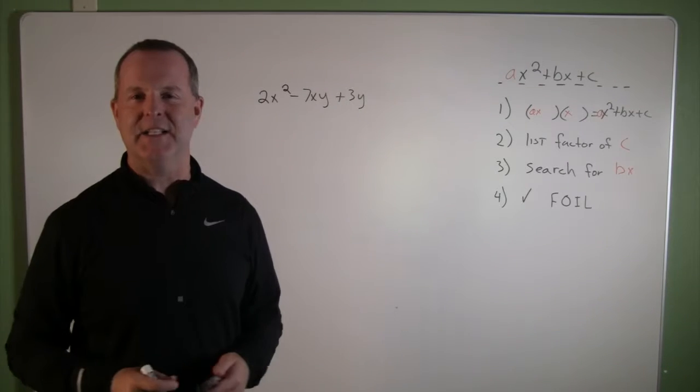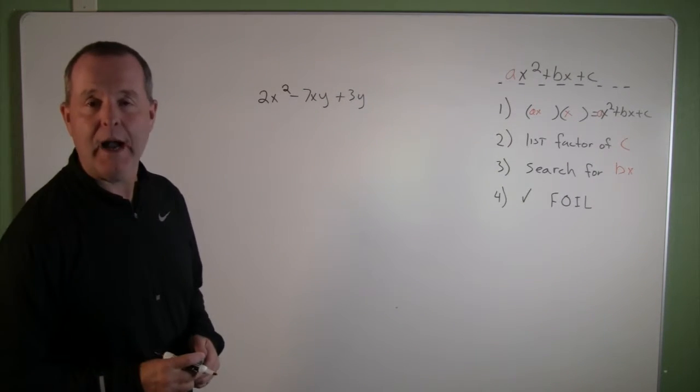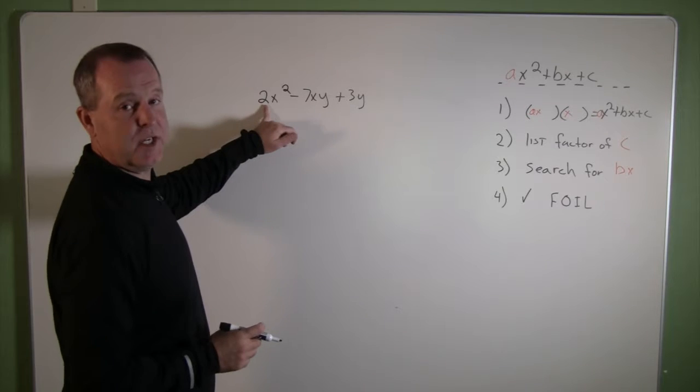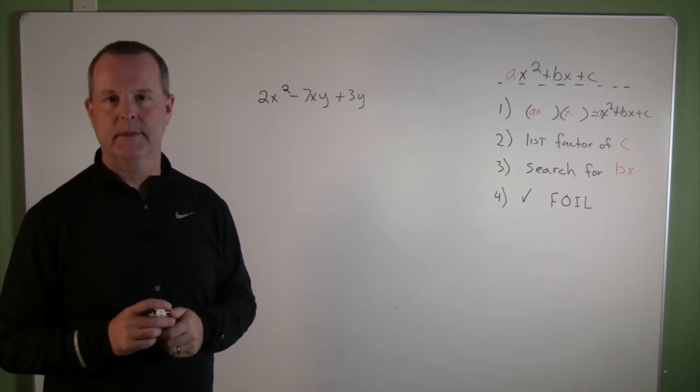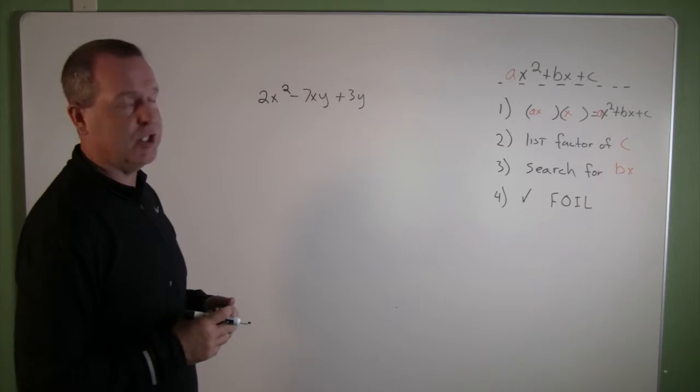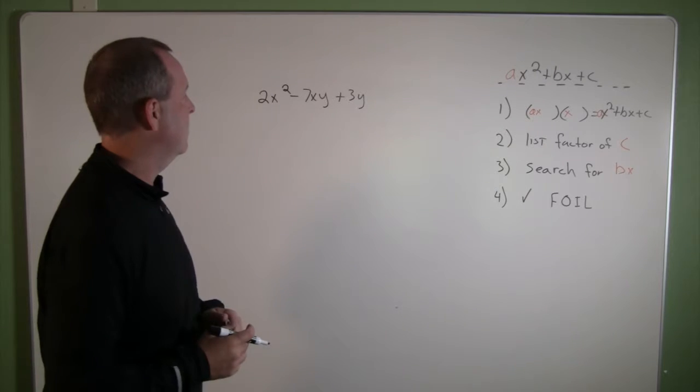Let's look at one that has two variables in this trinomial. I notice the variables are x and y. I notice my leading coefficient is not a 1 but a 2. I notice that nothing factors out. So I have that process where I need to check all the factors of the first term and all the factors of the last term as well.